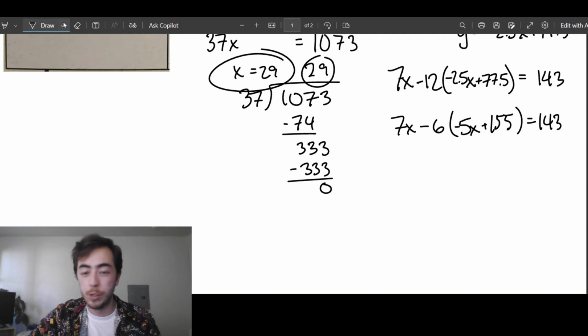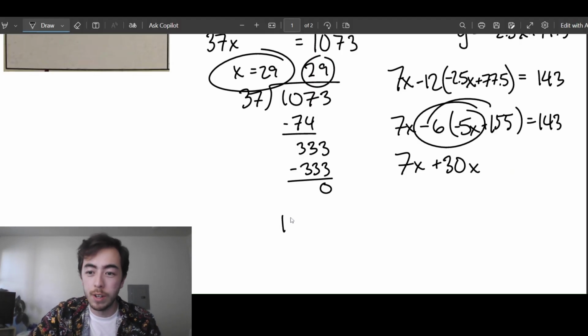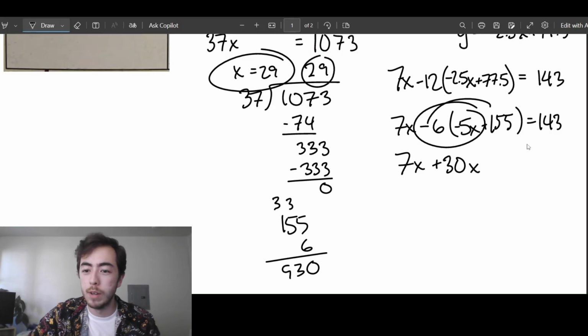Now let me just distribute the 6 again. So we get 7x. This right here gives me a plus 30x. Over here, I don't know what 155 times 6 is, so I guess I got to do that. Honestly, I do like the elimination strategy a little bit more because I feel like I just run into less arithmetic that way.